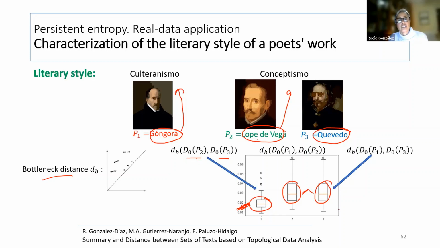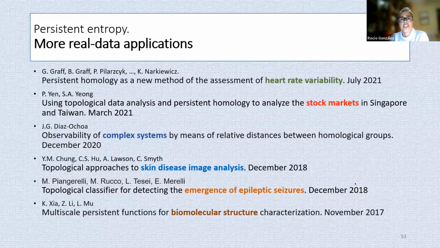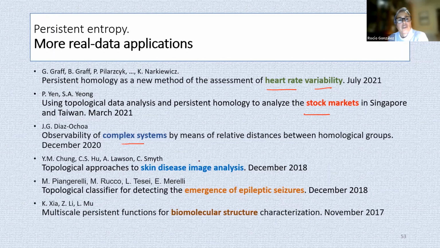So apart from this application, there are many more. For example, I put here some representative ones. In medicine, persistent entropy in this case is used for heart rate variability. Also in economy, persistent entropy in this paper is used to analyze the stock markets. Also, there are some papers for studying complex systems and time series.